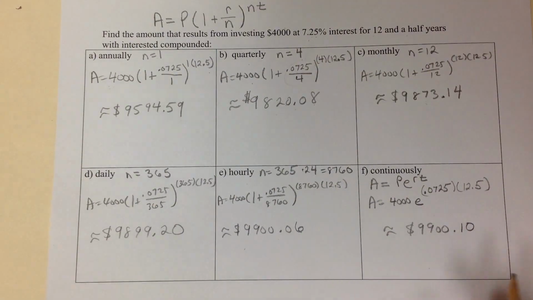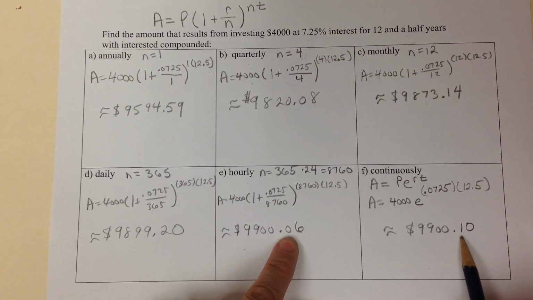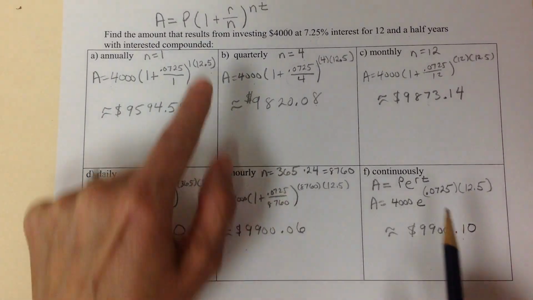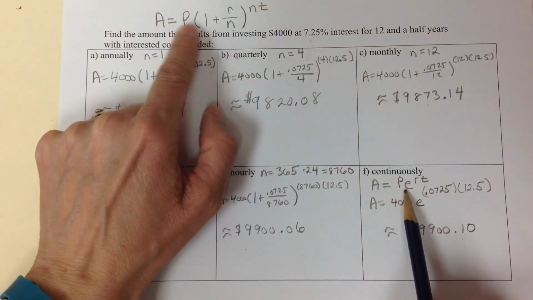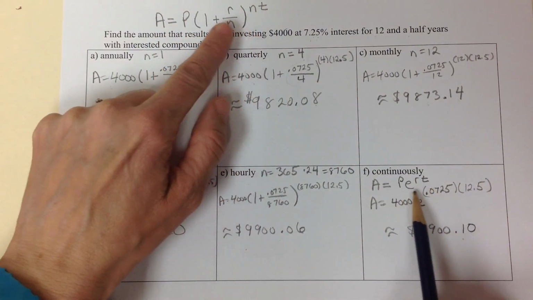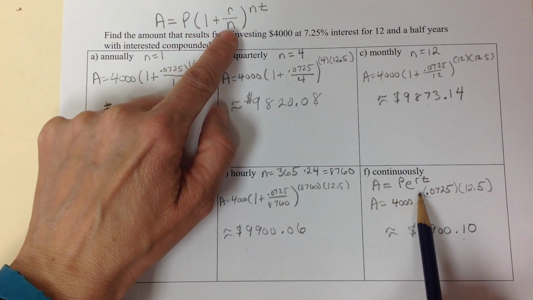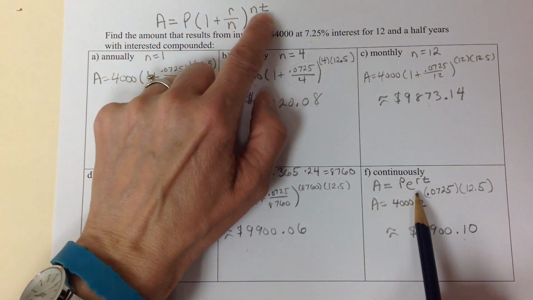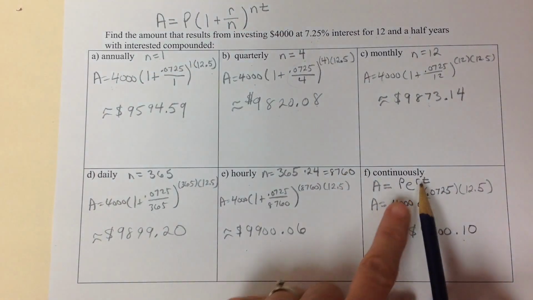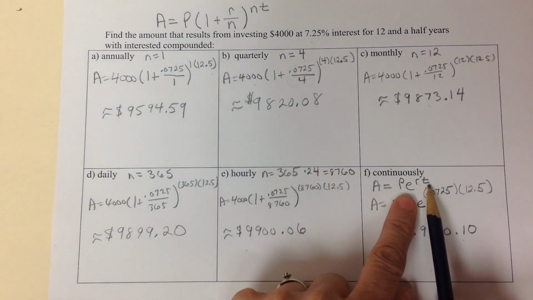So again, not much of a difference here. I only get 4 cents more, but hey, 4 cents is still 4 cents. But those are the two formulas that we have. Make sure you have them memorized and notice the differences. Here it's an N times T in the exponent. Here it's an R times T in the exponent.